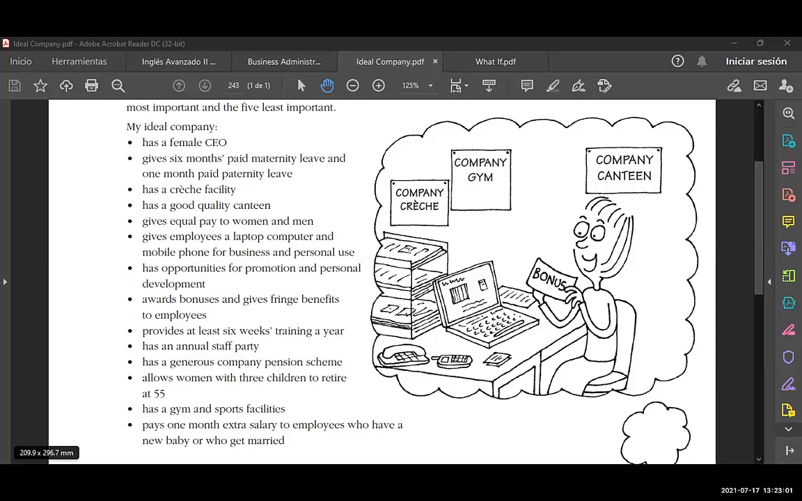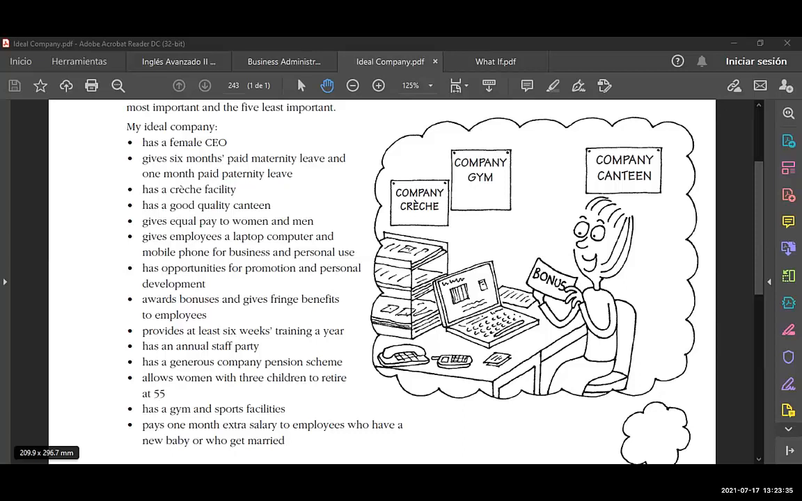And my ideal company, the file is important, is has a good quality canteen, has an annual staff party, has a gym and sports facilities. That's all, teacher. Okay. Very good, Rosie.